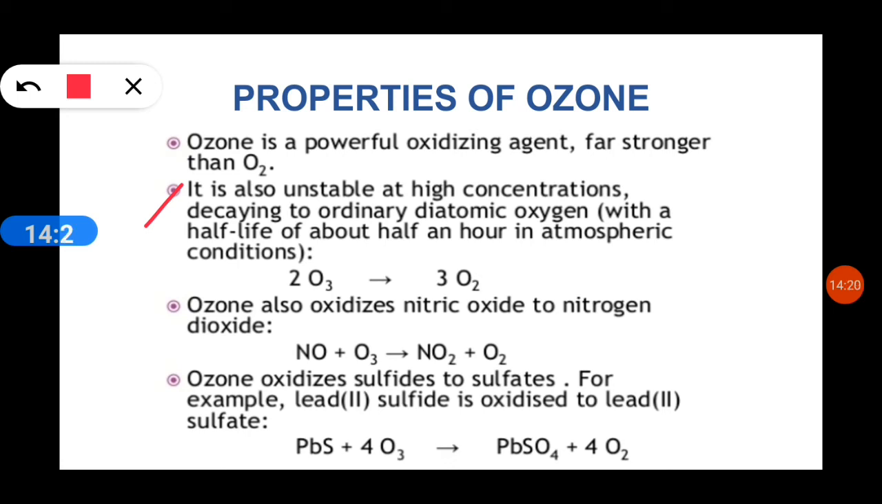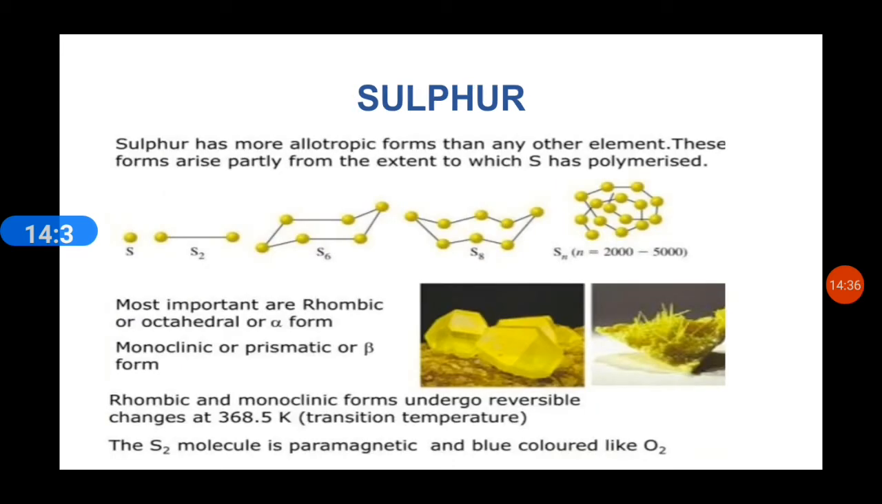Ozone also oxidizes nitric oxide to nitrogen dioxide. Ozone oxidizes sulfides to sulfates, like lead sulfide to lead sulfate. Sulfur. Sulfur has more allotropic forms than any other element. The figures are shown here.